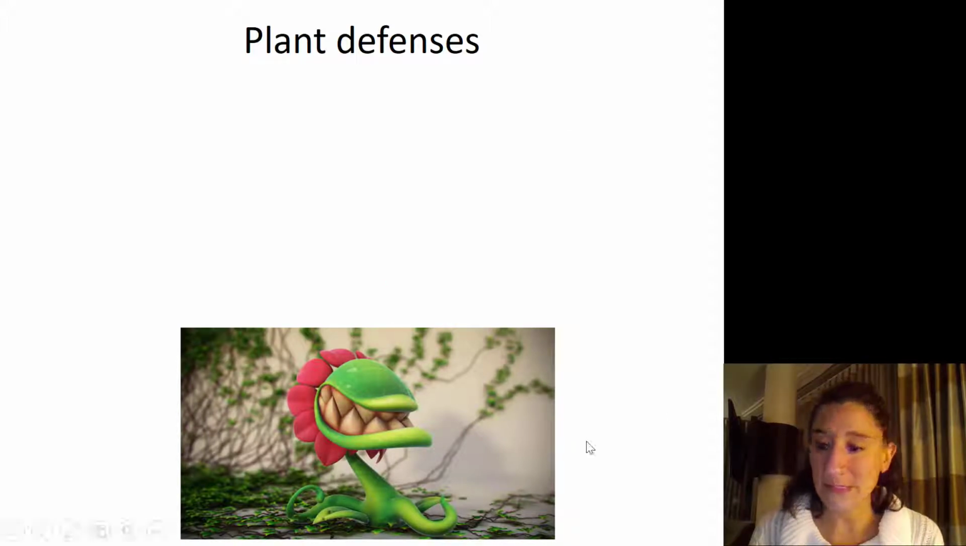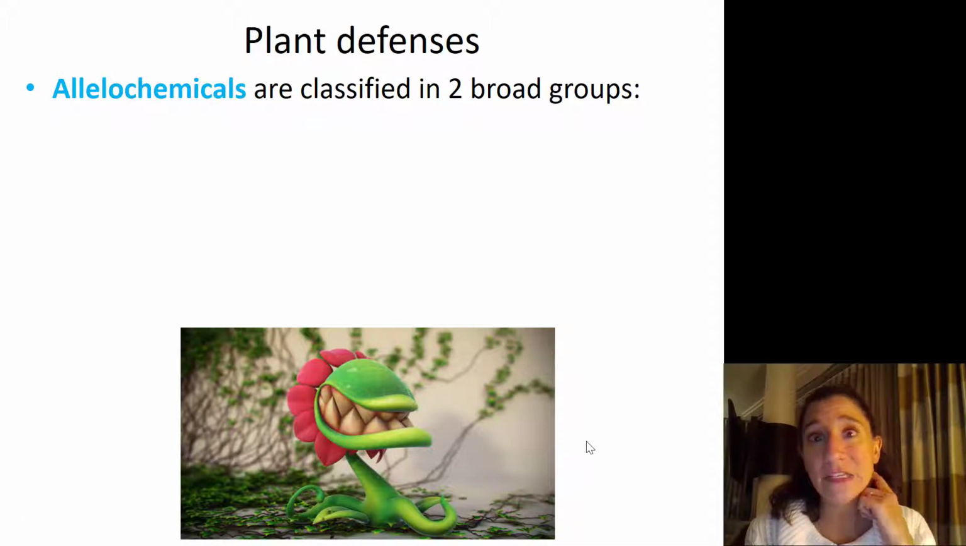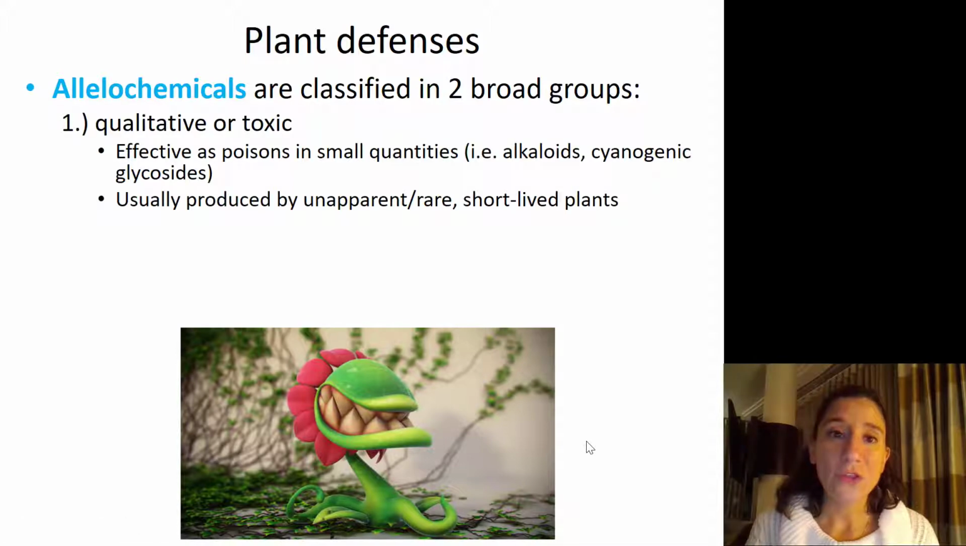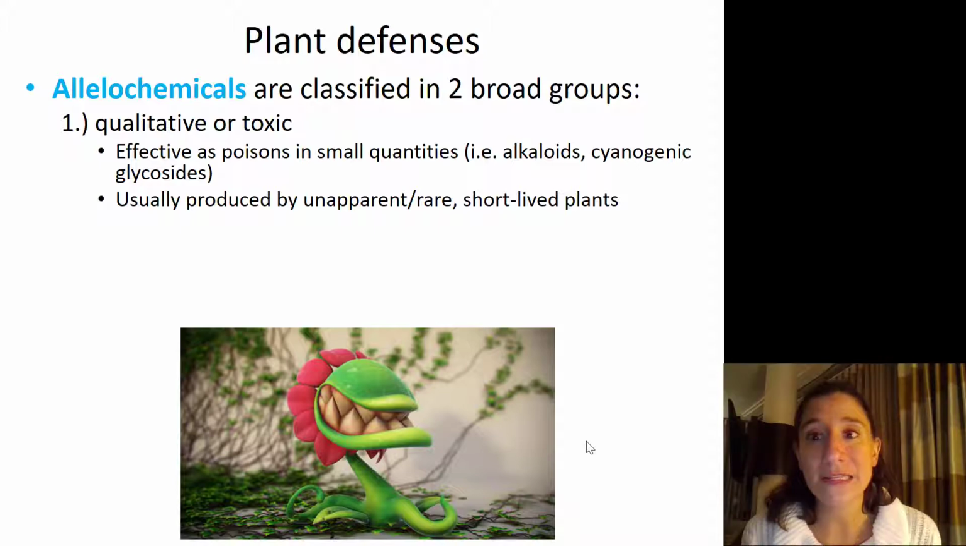So, plant defenses. Allelochemicals are generally classified into two separate broad groups. The first is qualitative or toxic. So these effectively work as poisons in very small quantities, and they include things like alkaloids and cyanogenic glycosides. These are specific compounds that you find in milkweed.